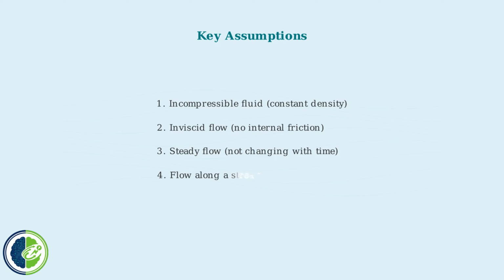For Bernoulli's equation to be valid, we must make several important assumptions. The fluid must be incompressible with constant density, inviscid with no internal friction, the flow must be steady and not changing with time, and we apply the equation along a single streamline. These assumptions allow us to apply Bernoulli's equation to many practical situations, making it one of the most useful tools in fluid mechanics for analyzing everything from airplane wings to water flow in pipes.